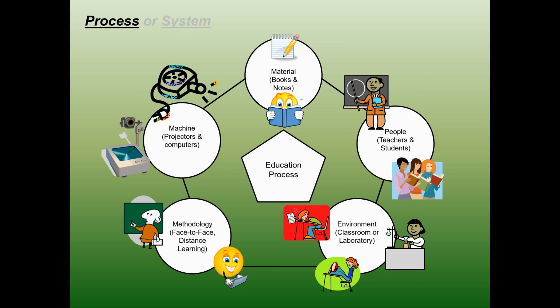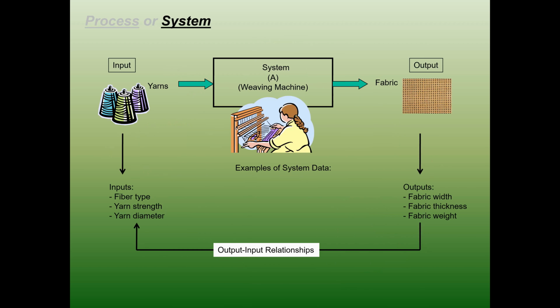But if I switch to talking about a system, then that's a different story. A system must be defined by inputs, outputs, and perhaps some noise. So anytime you're going to use the term system, you must be prepared to define inputs and outputs. This example here is a machine, a weaving machine, a loom. If we want to call this machine a system, then we have to define the inputs, in this case yarns, the output, which is in this case fabric. That is how we define a system.